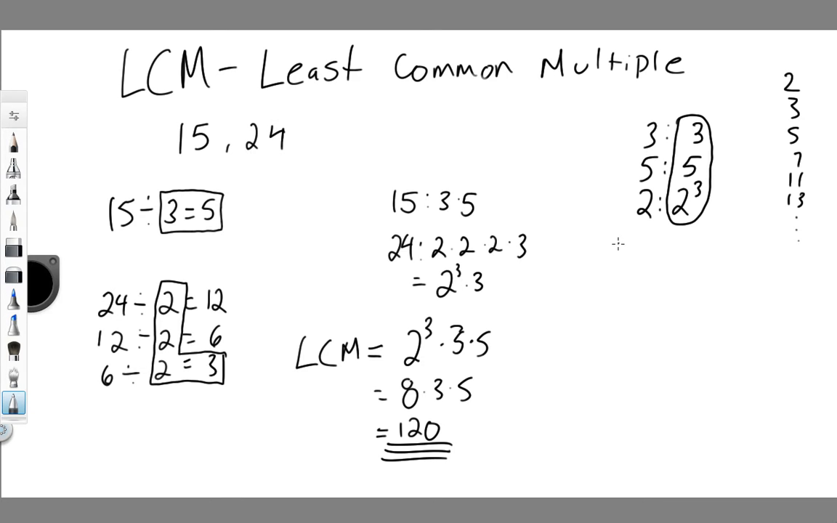So 120 divided by 15 is 8. So that means that 8 times 15 is equal to 120. And 120 divided by 24 is 5. So 5 times 24 is also 120. So we would have had to list out at least 8 numbers in our list to get this. So we'd have 8 in for 15. So that would be the lowest number.